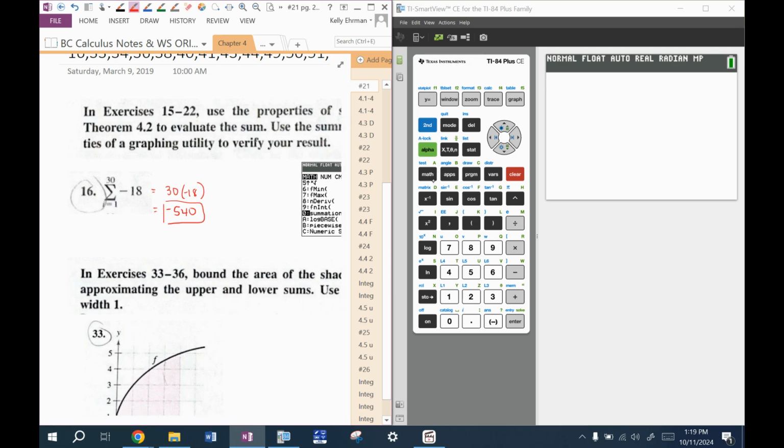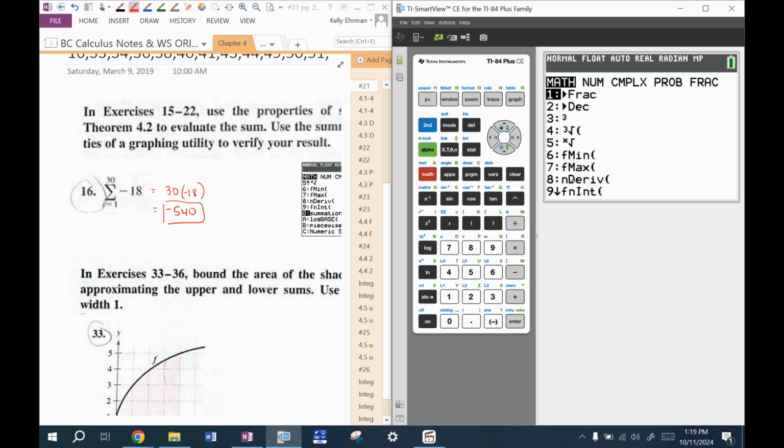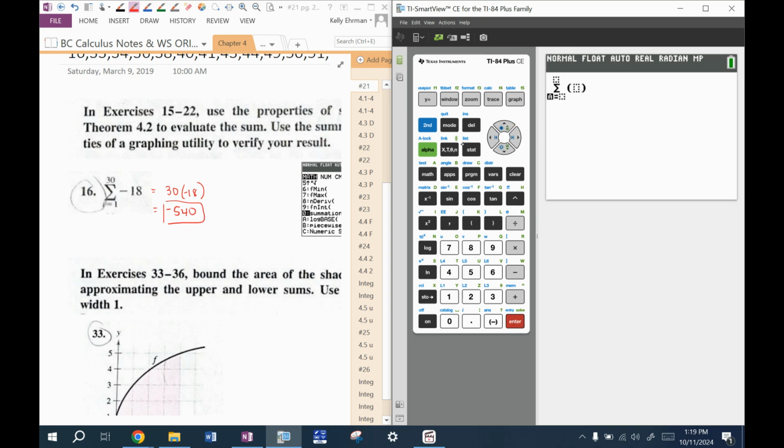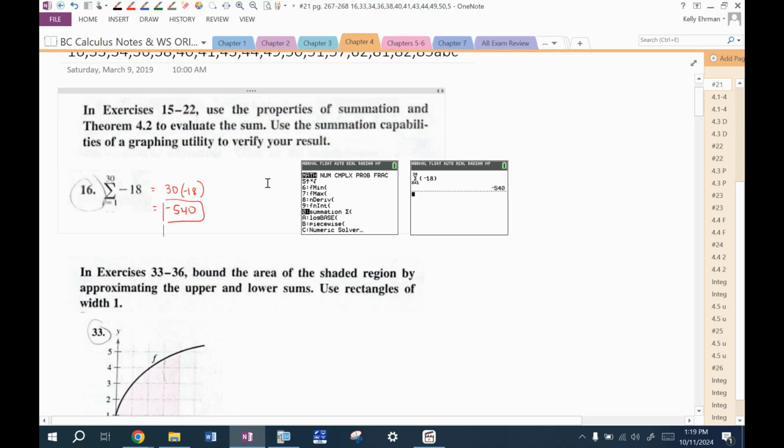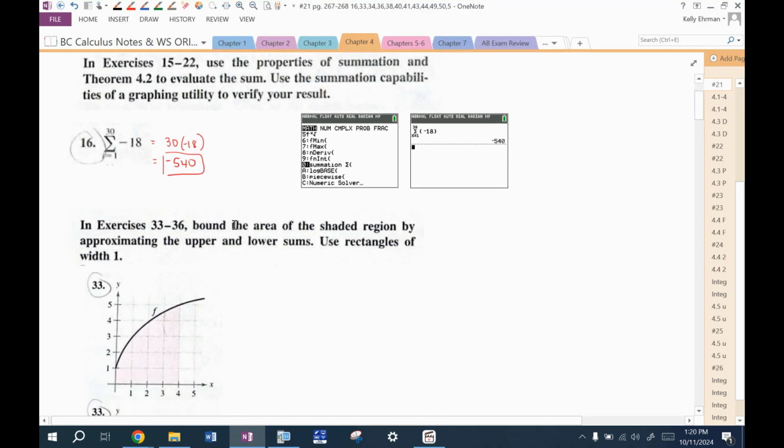If you go into Math and you scroll down a bit toward the bottom, option 0 is summation. You can type in, we're not going to put in i, we're going to put in x equals 1. And we're going up to 30. And the expression is just negative 18. And this confirms our result for us. Again, you don't have to use the calculator like that for the AP test, but it's nice to know what that's talking about.